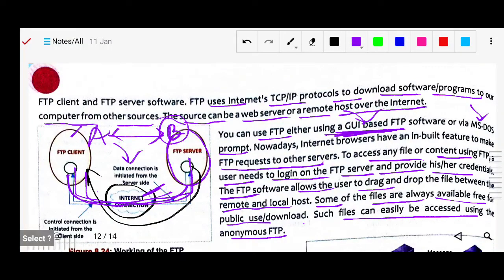So here is one more protocol which we use, FTP, file transfer protocol. Okay, and here you can see the control connection is initiated from the client. So this means you are asking for that. So here is one more rule with it. Actually protocols are rules, so there are different rules for different works.